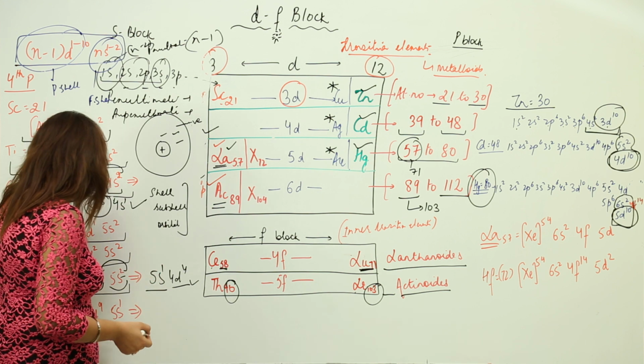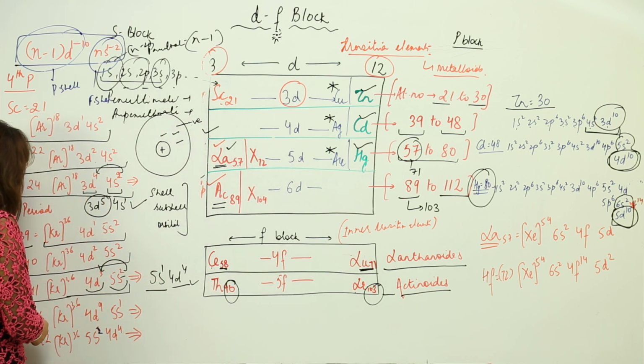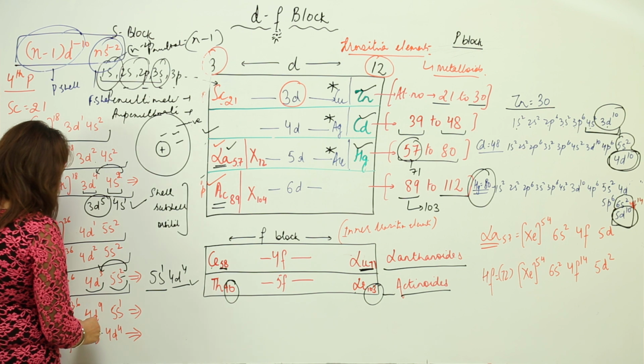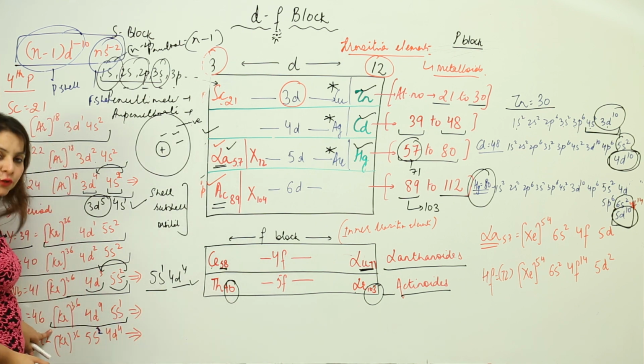Similarly, when we talk about palladium, it is 46, it is krypton 36, 4d9, 5s1, it should be like that.